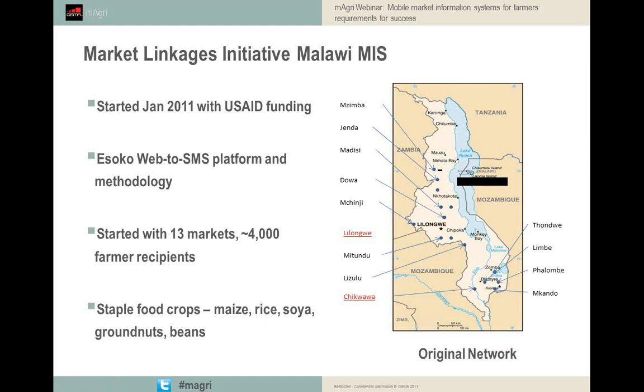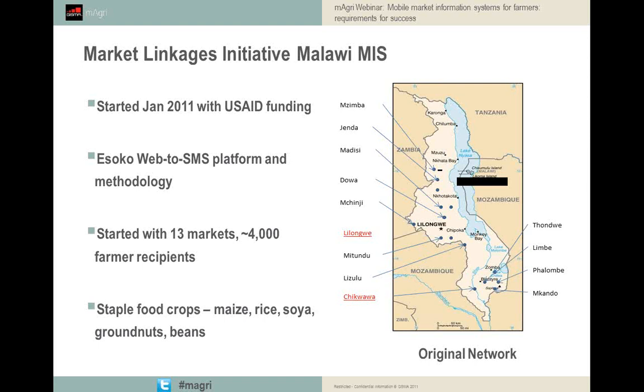We started with 13 markets, primarily chosen to represent important production areas in the country, areas that were important for trade and where there was a lot of production and strong markets. And by the end of the year, we were providing market prices to about 4,000 farmers via SMS alerts.